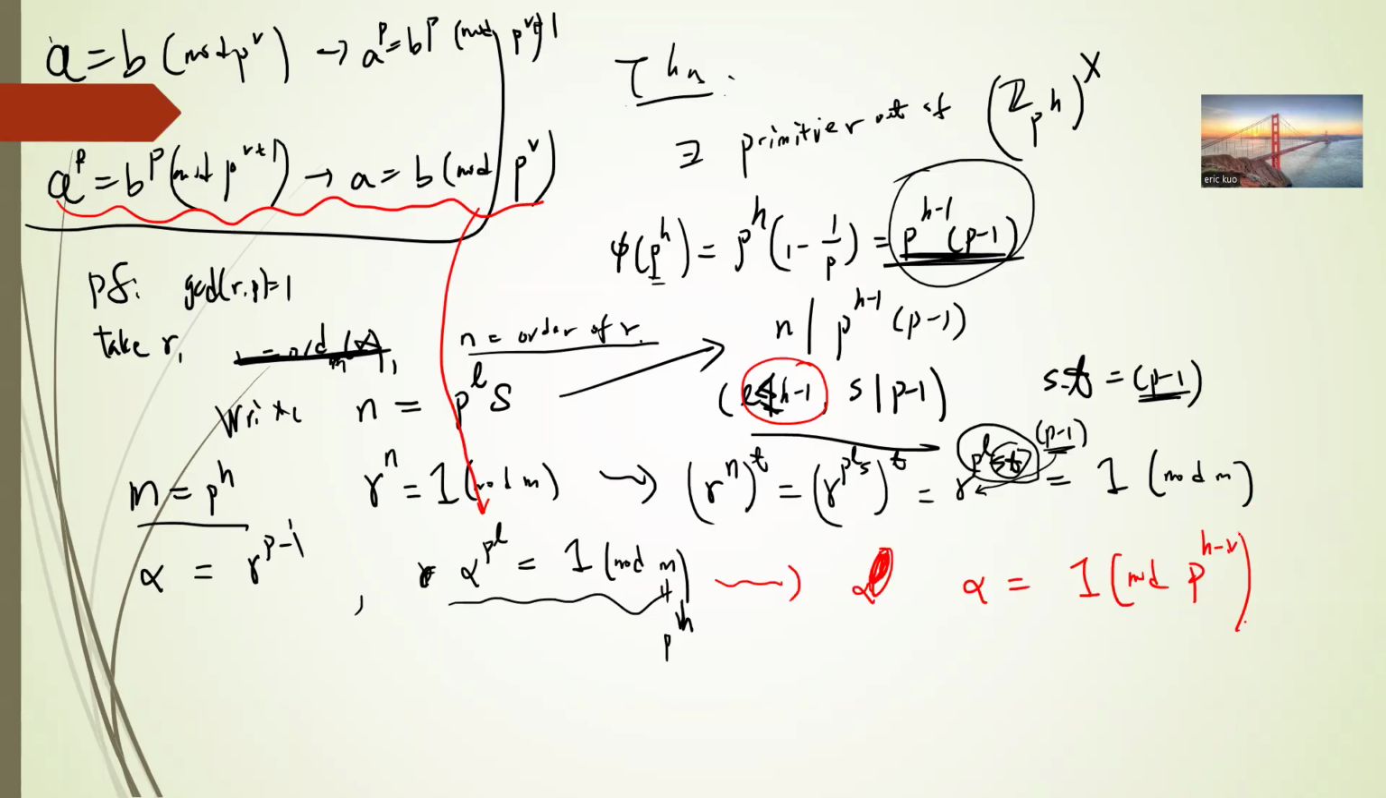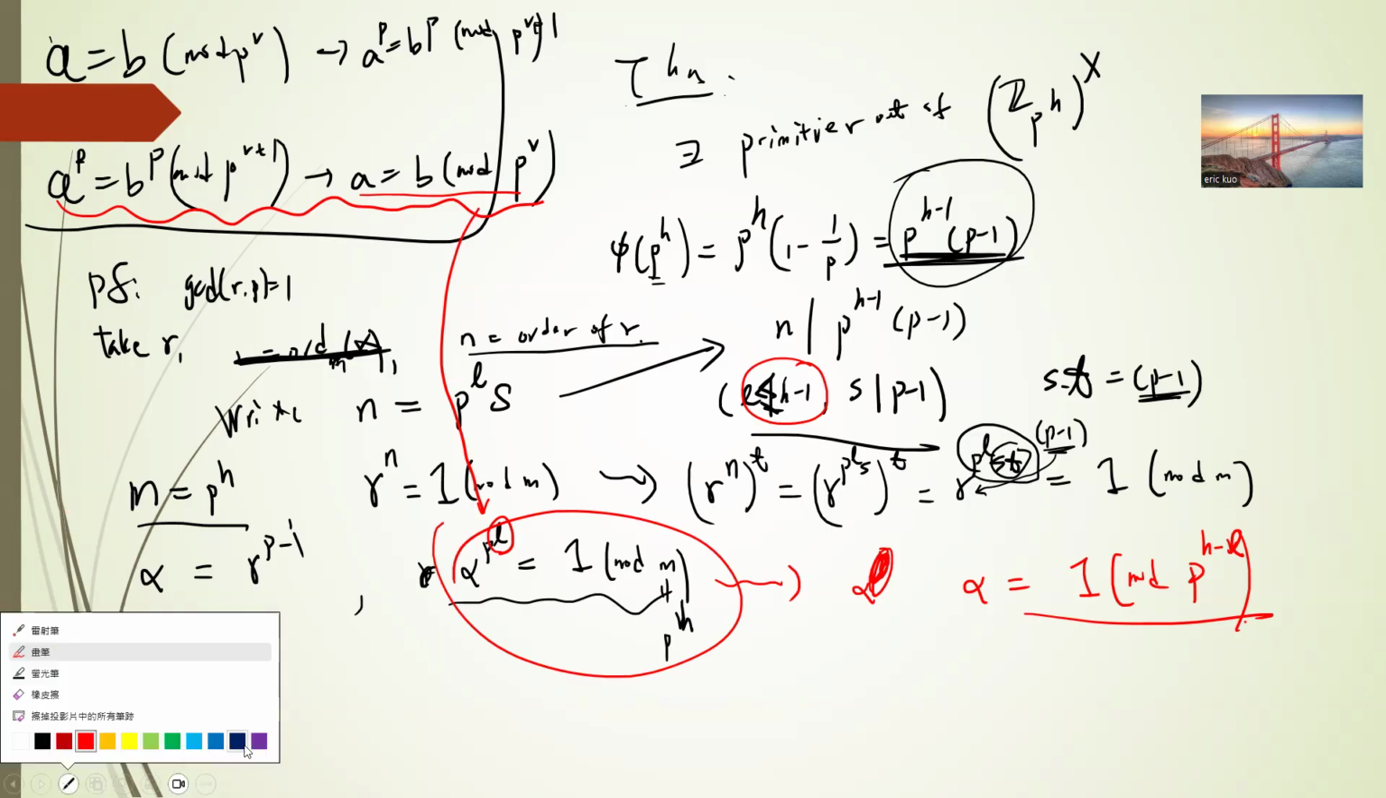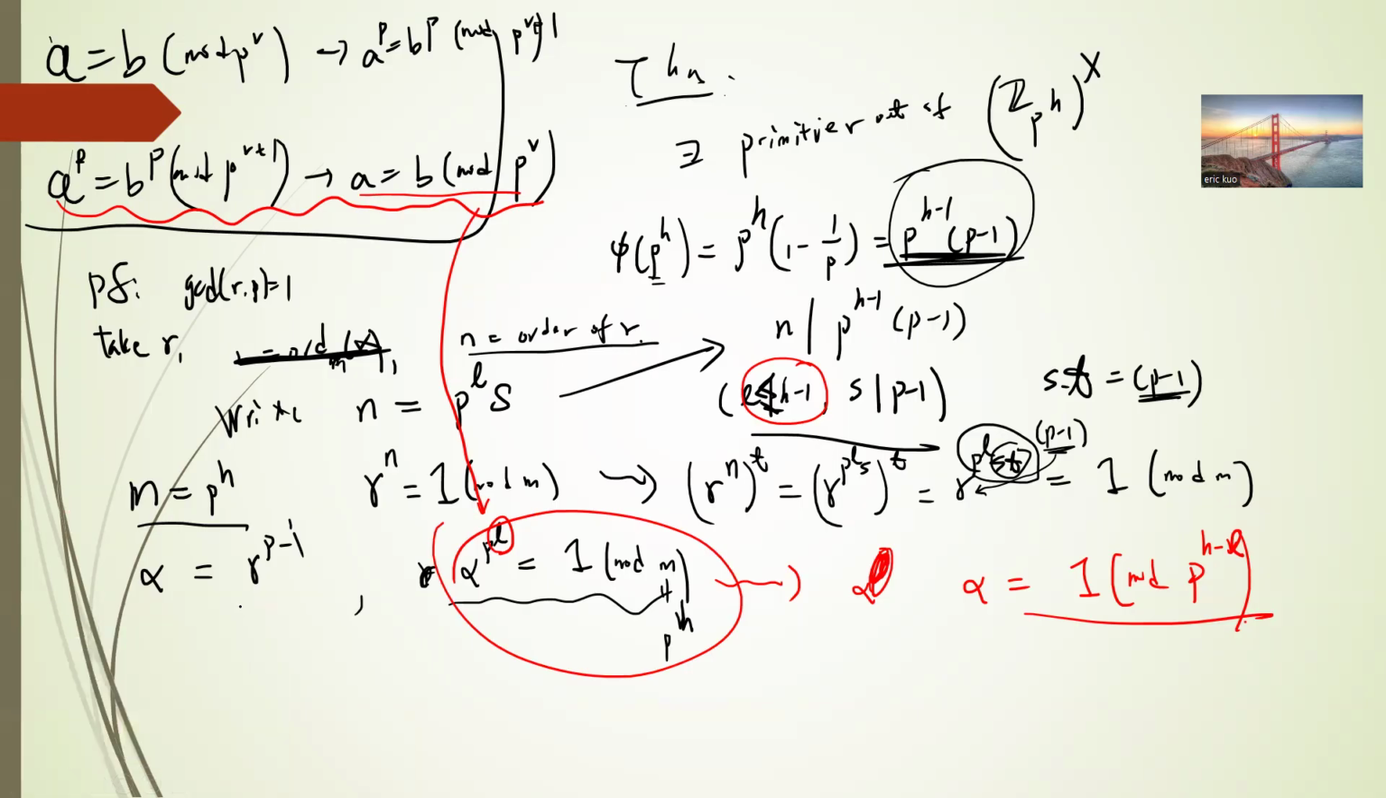Sorry, minus this L. Sorry, I'm stupid. This is L. Okay, so I can keep using this lemma and split, and I get this. But now there's a problem, because now R's alpha is R^(P-1), right? But alpha is 1 mod P^(H-L).